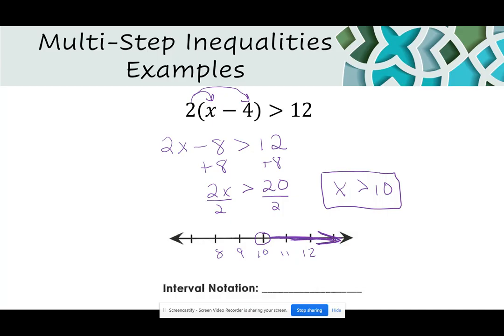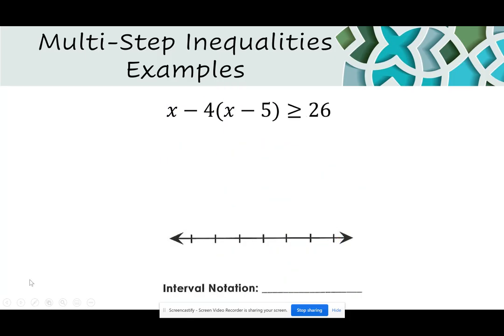Now we want to write our intervals. So our interval is that our answers can be anywhere from 10 to infinity. So we're going to write 10 to infinity. It's an open circle, so it gets parentheses. It is not included in our answer, so we can have anything above 10 but not 10. And then infinity always gets parentheses.